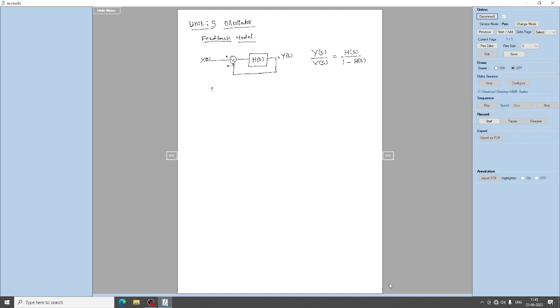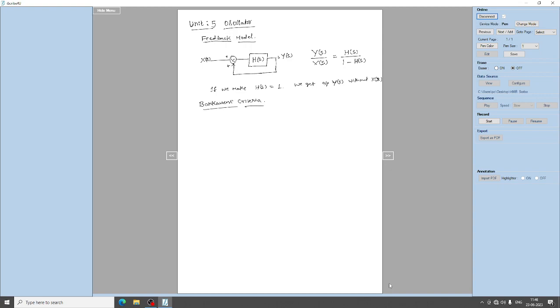So if we make this H(s) as 1, then what do we get? We get output Y(s) without input, right? So this is the condition of oscillation, which is basically called Barkhausen's criteria. Barkhausen's criteria for sustained oscillations.